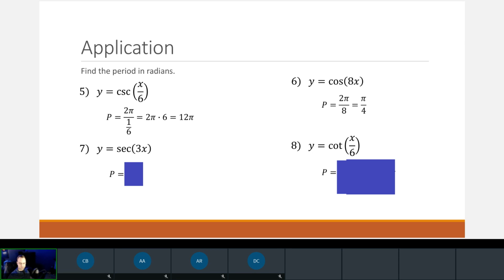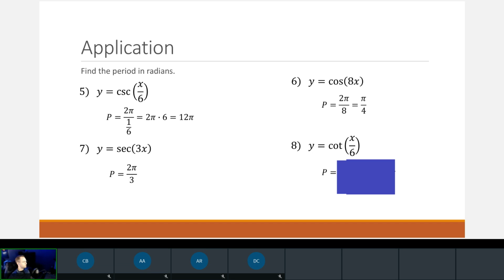All right. What's the period for number 5? I mean, number 7. 2 pi over 3? Yep, I think that's right. The k value is 3. We just take 2 pi divided by 3, and that's already reduced.